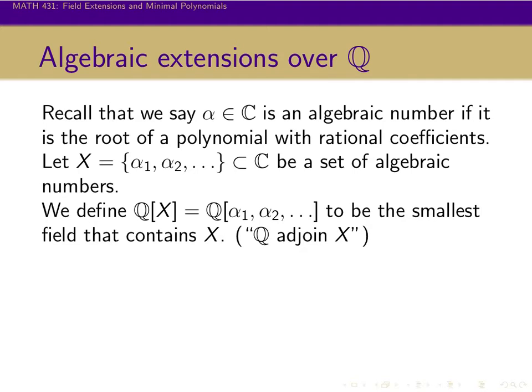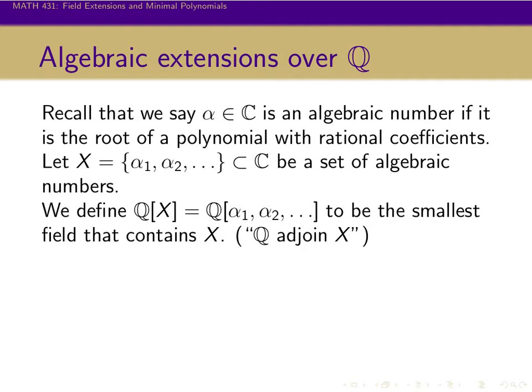Okay, and we're going to call this Q adjoin big X, or maybe sometimes we'll drop off the set and just list the elements out. And so this we'll call Q adjoin X. And so this is defined to be the smallest field that contains every element of X.